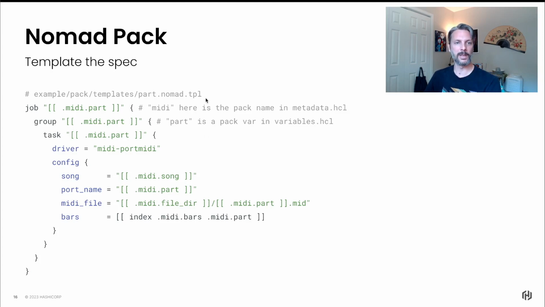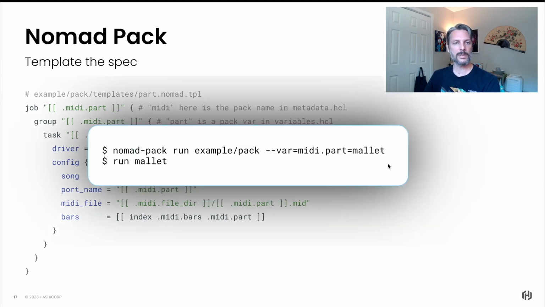This is the template. I exclude some other files that Nomad Pack needs just for brevity here, but basically I can feed in this one part name now, and it gets fed in and templated as, you might imagine, templates do. And as a result, I can run my single instrument much more simply by feeding it just this one nice, unique word, which I can even alias down to run mallet.